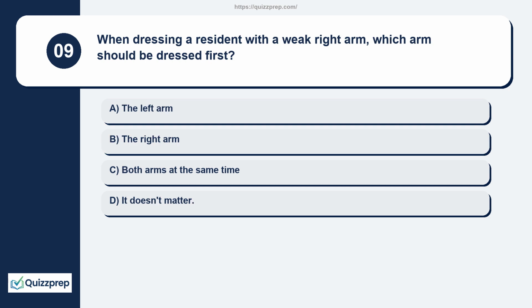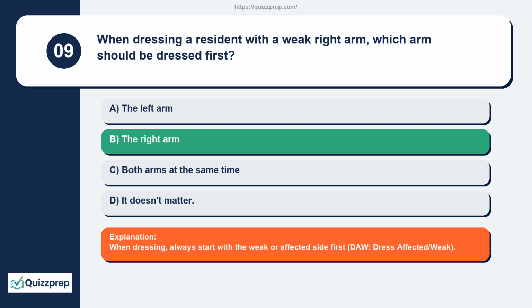Question 9. When dressing a resident with a weak right arm, which arm should be dressed first? The left arm, the right arm, both arms at the same time? It doesn't matter. When dressing, always start with the weak or affected side first. Dress affected, weak side first.